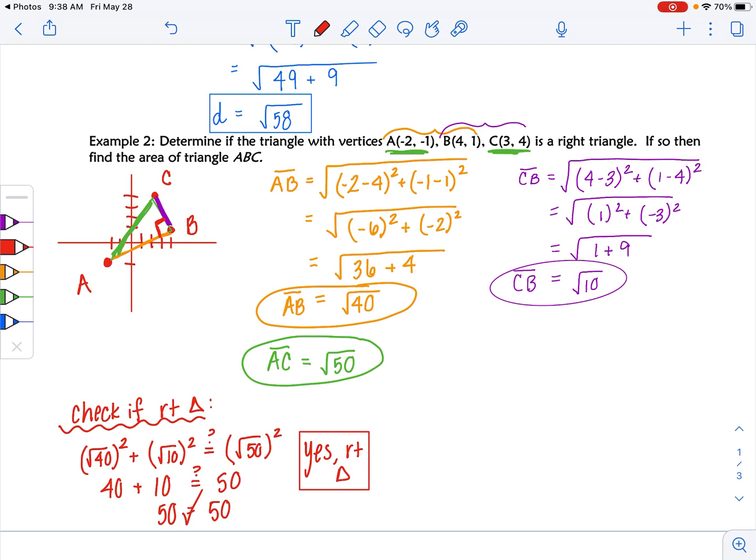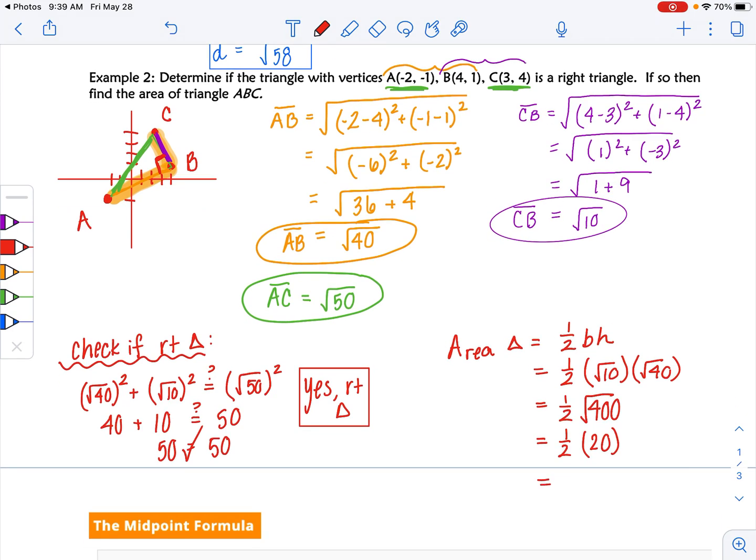It said if it is a right triangle, then we'll find the area. So remember, area of a triangle equals 1/2 base times height. 1/2, the base is going to be root 10. The height is root 40. We always look at a triangle, base and height are what's perpendicular to each other. In this case, we get 1/2 square root of 400. Square root of 400 is actually 20.